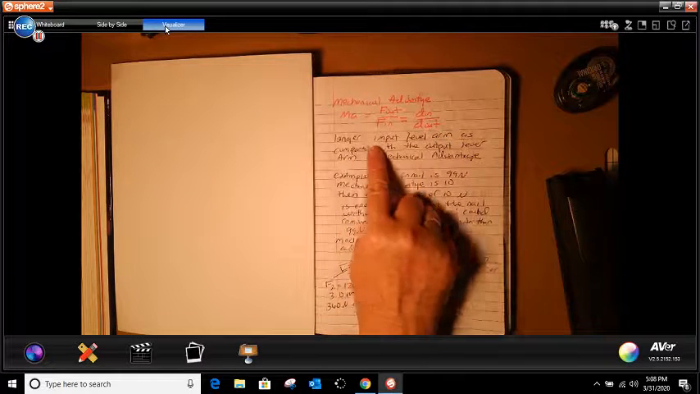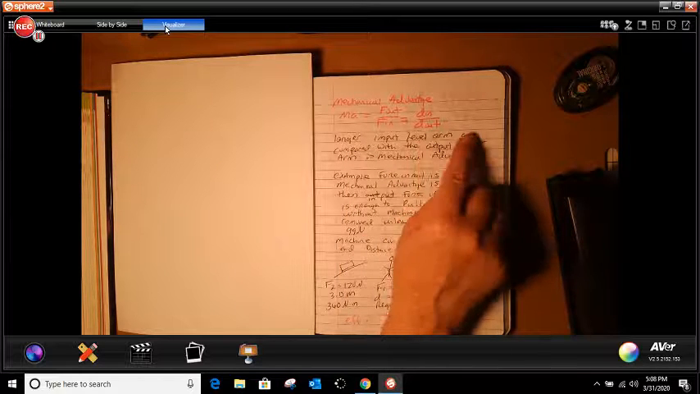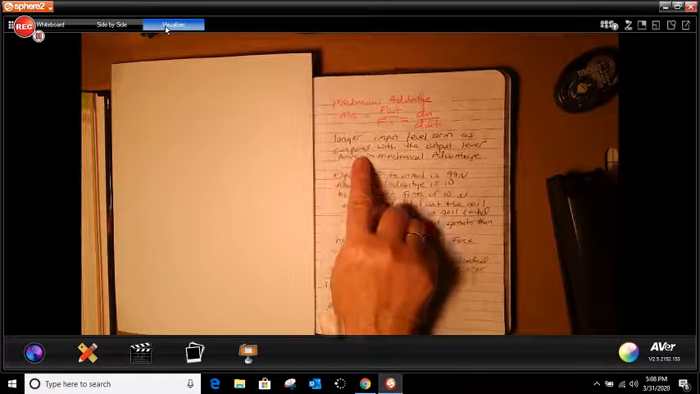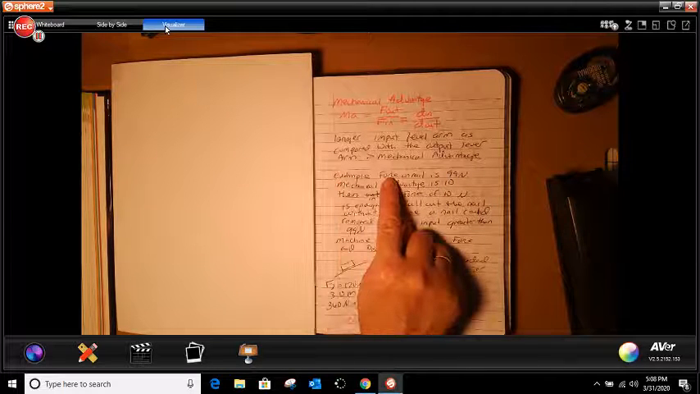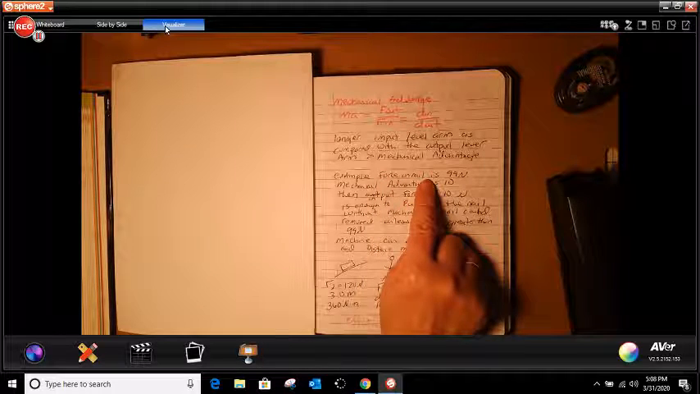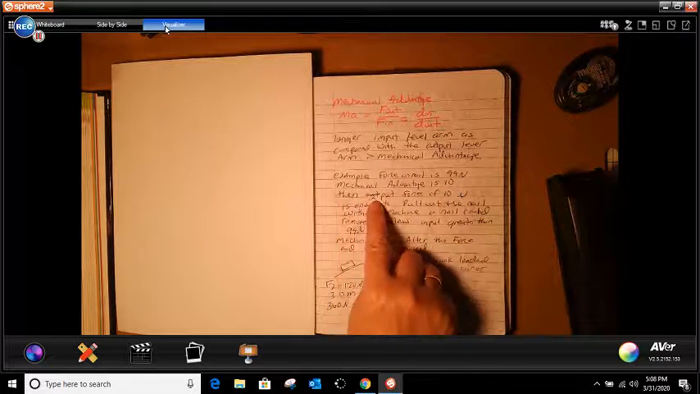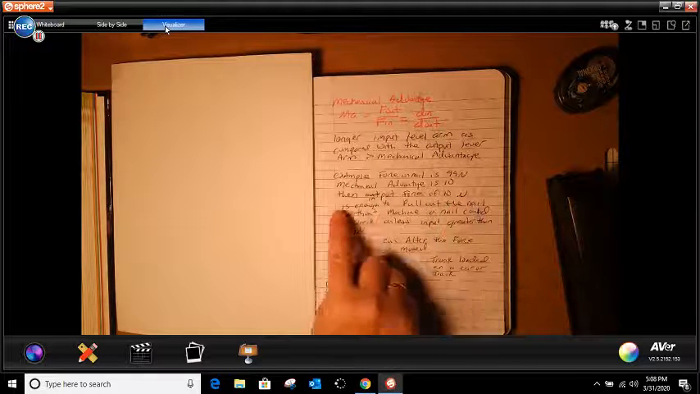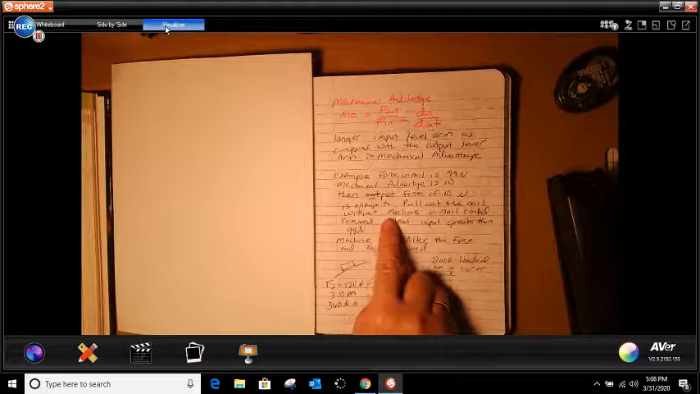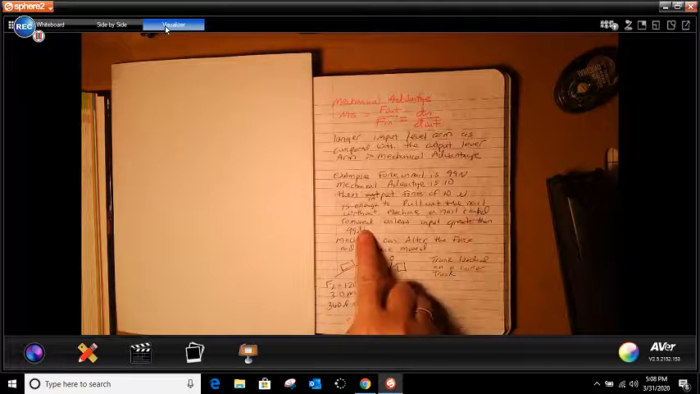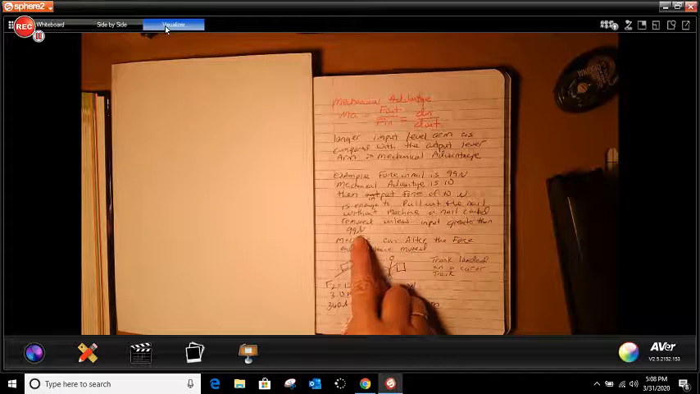So the longer the input lever arm as compared to the output lever arm, the greater the mechanical advantage. For example, the force on a nail is 99 newtons. If the mechanical advantage is 10, then the input force of 10 newtons is enough to pull out the nail. Without the machine, the nail could not be removed unless you inputted greater than 99 newtons.